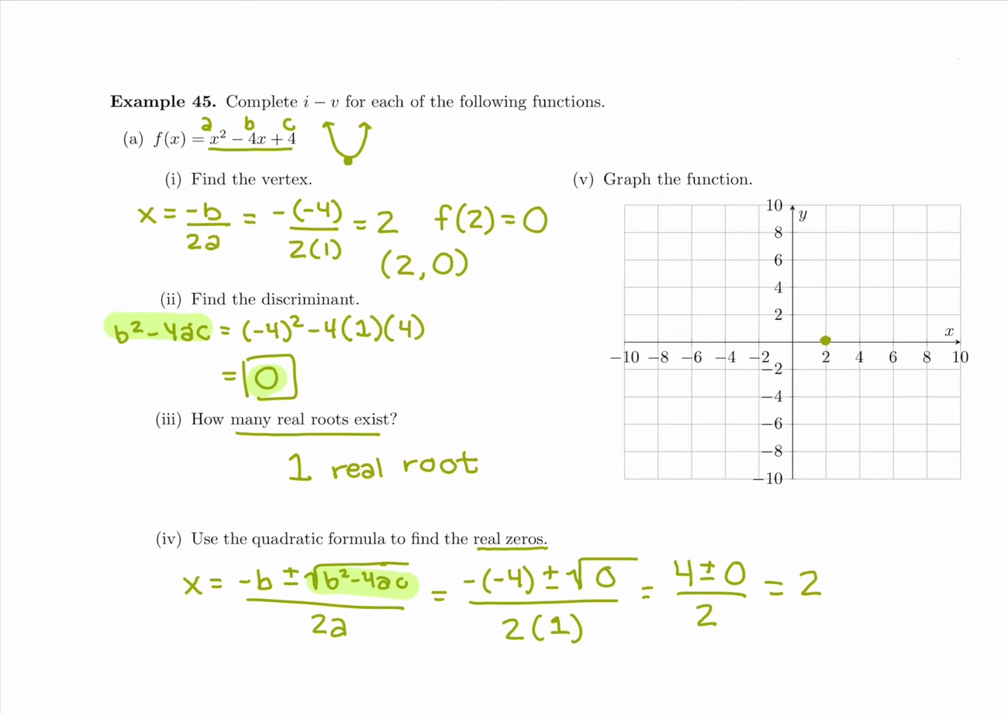So now we want to sketch the function. We already know where the vertex is. We already know the general shape is this U. But we could plug in some other points to see where the graph goes. So maybe we'll just plug in f of 0 to see what the y-intercept is. When you plug in f of 0 to the original function, you get 4. And we know this vertex is a line of symmetry.